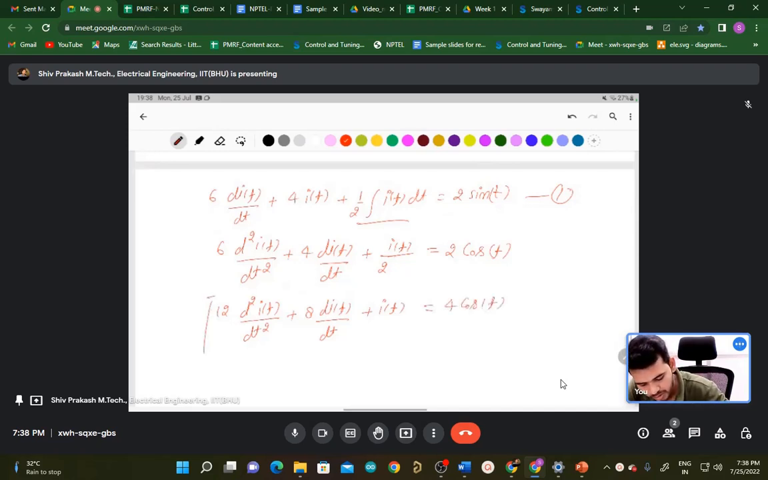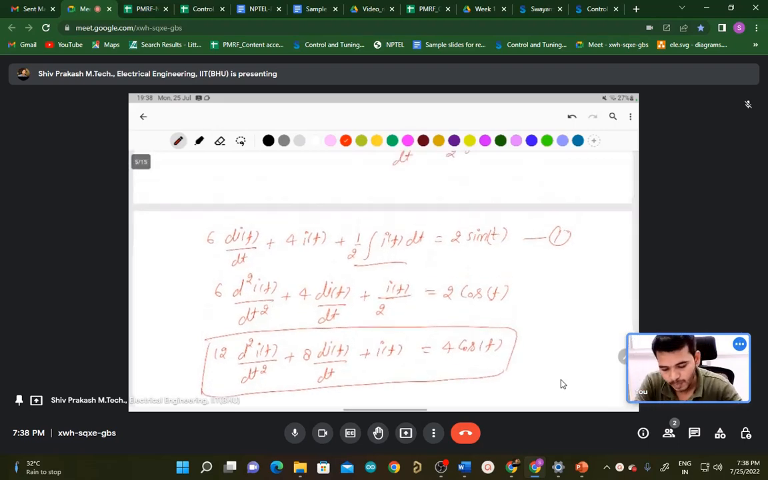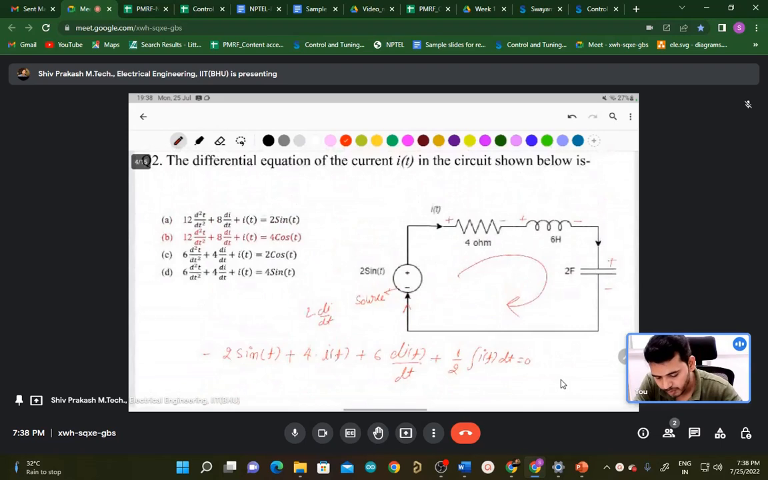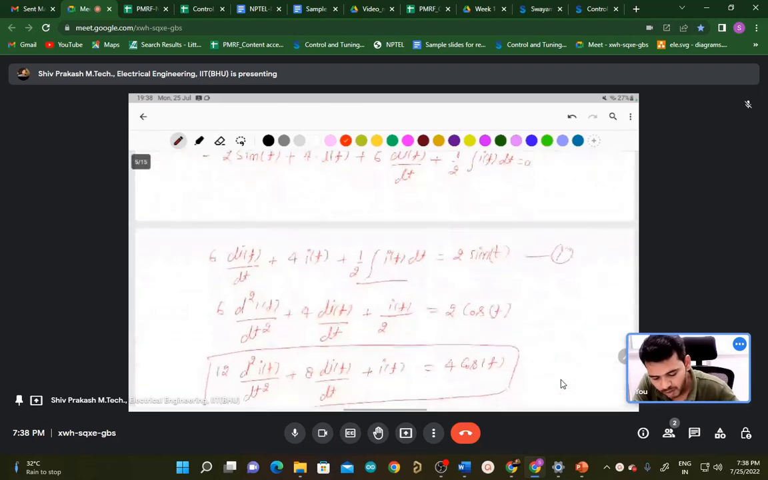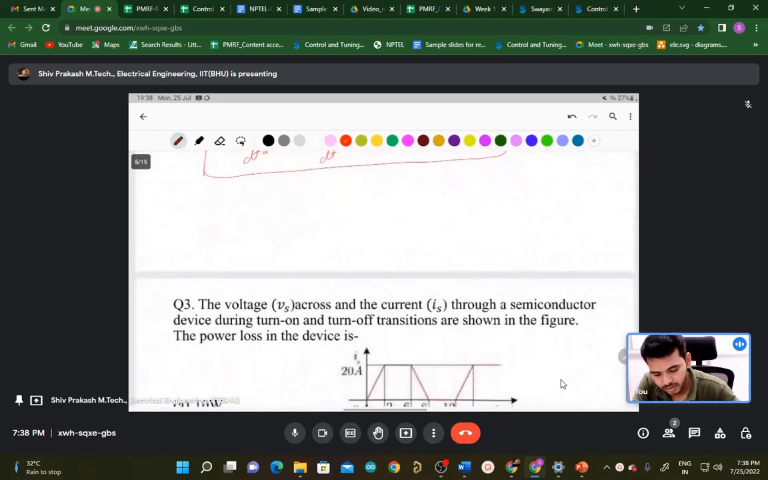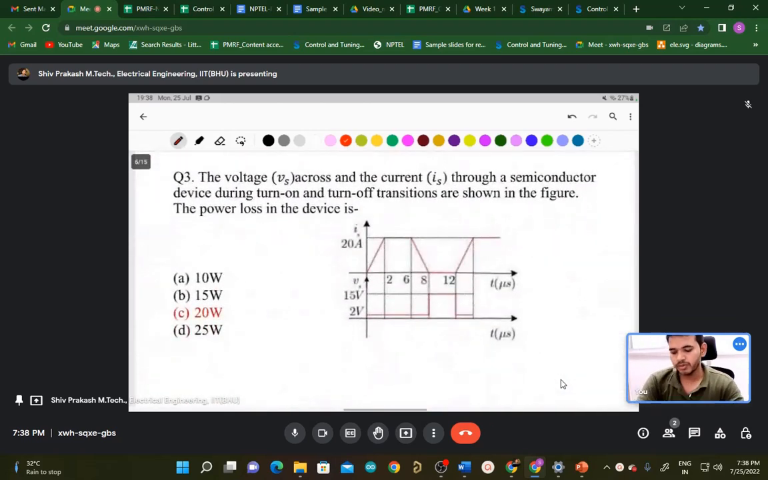This is the current differential equation. In the circuit, we have seen the second option is the correct option. For that, I take the third question.